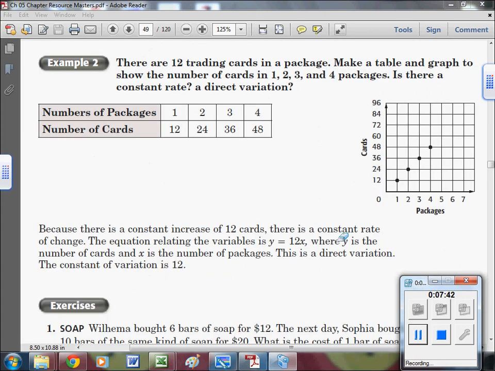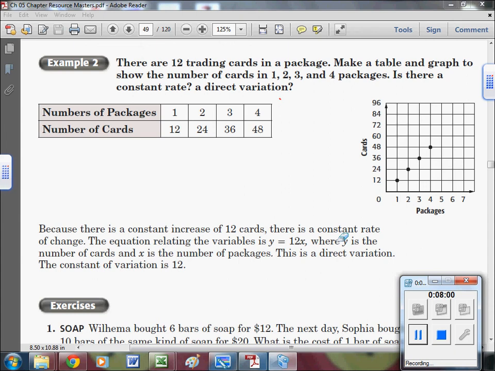All right, so in example 2, it says there are 12 trading cards in a package. Make a table and graph to show the number of cards in 1, 2, 3, and 4 packages. Is there a constant rate? So obviously in this example, they did it for you. But what you would normally do for yourself is this.